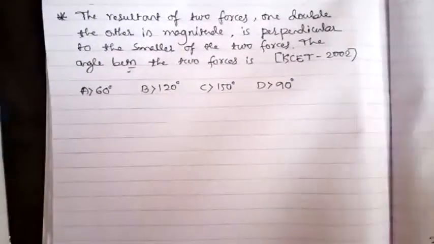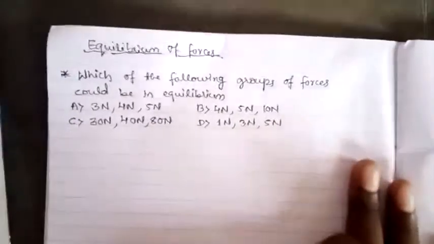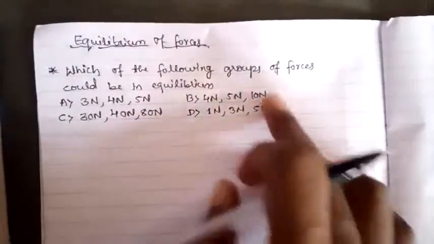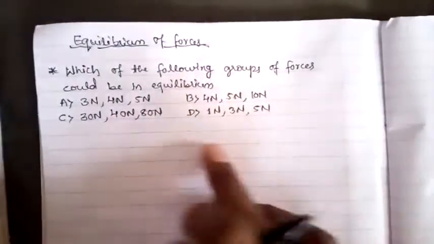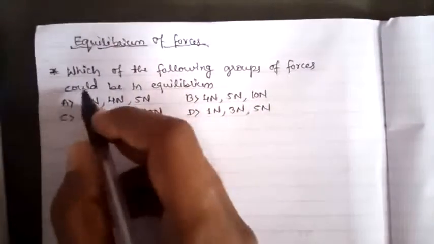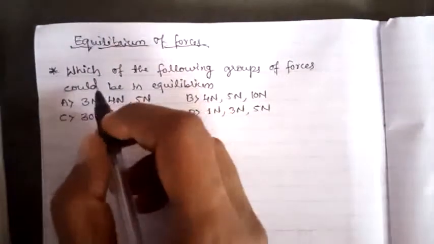So next we are going to discuss equilibrium of forces. So what do you mean by equilibrium of forces? If the net force acting on the body is 0, then the body is said to be in equilibrium. Okay, so now we are going to discuss a problem related to equilibrium of forces.